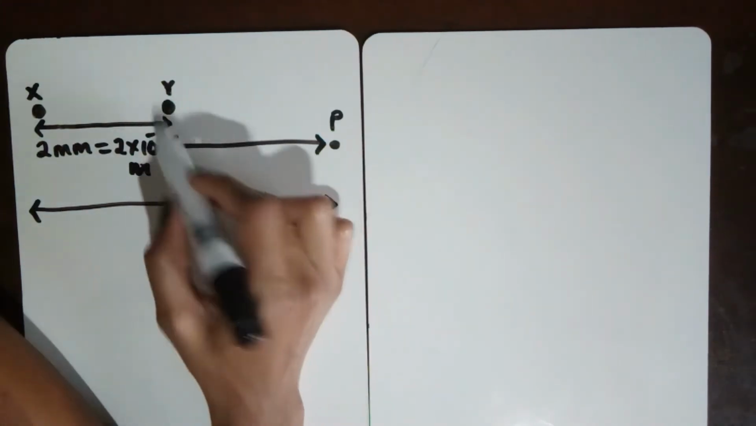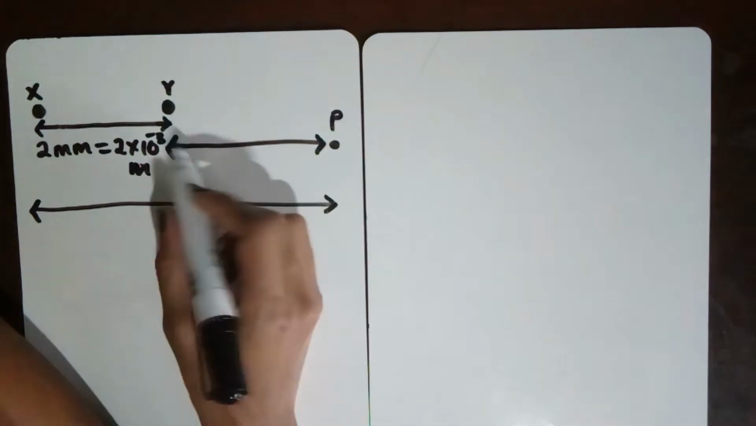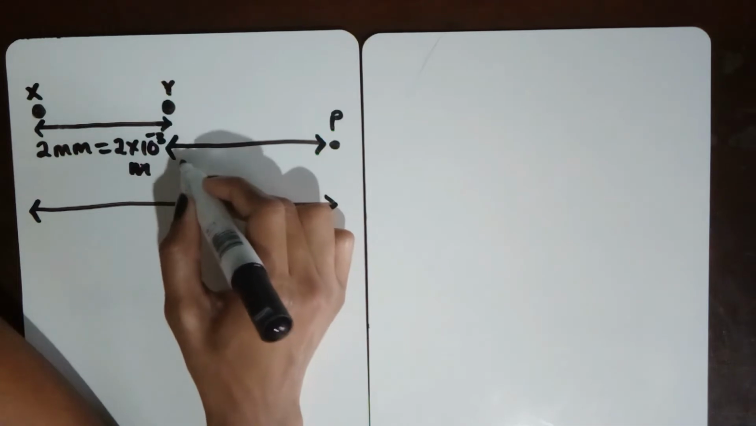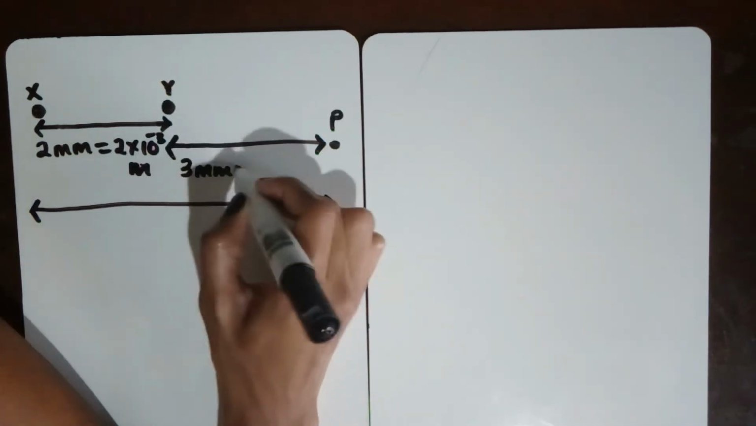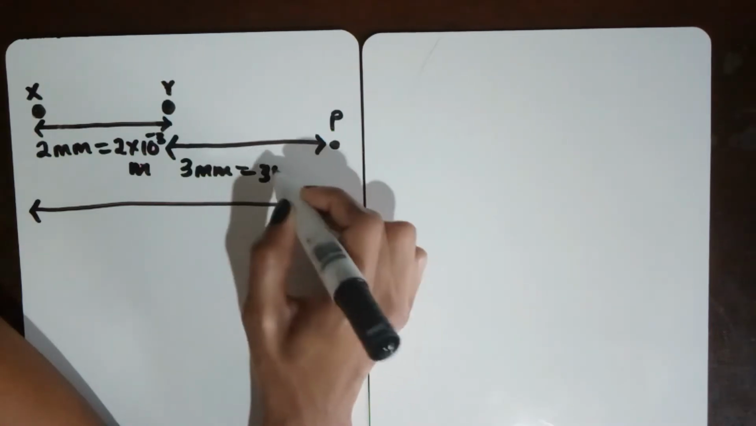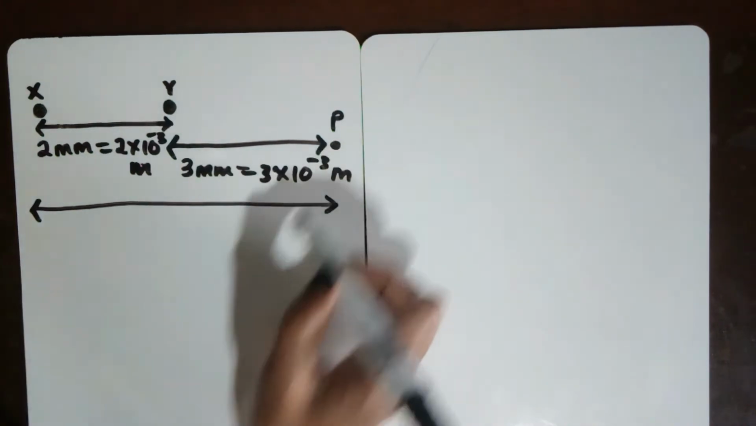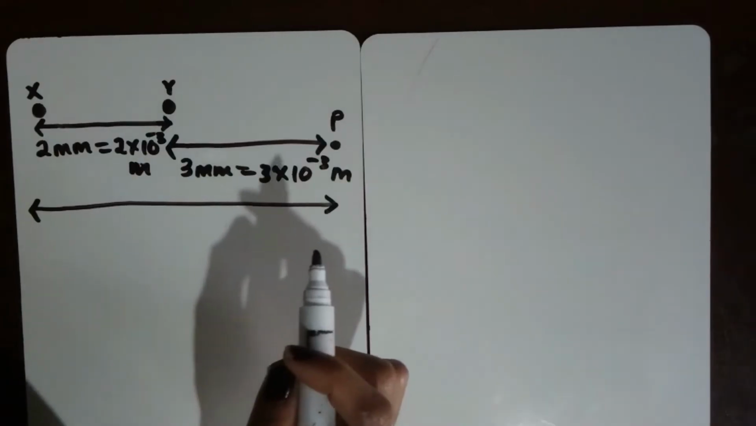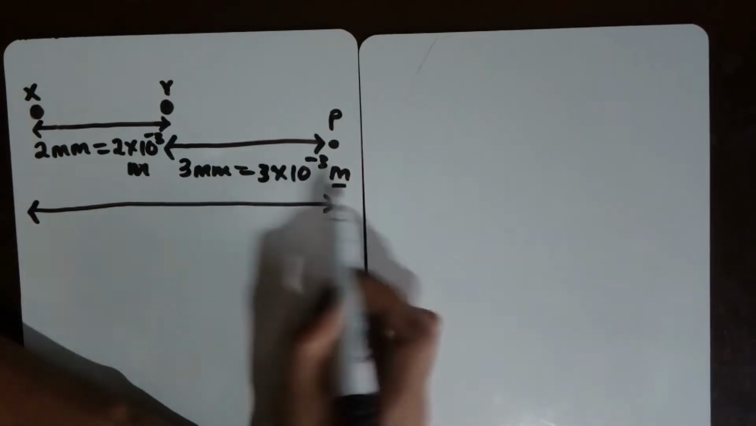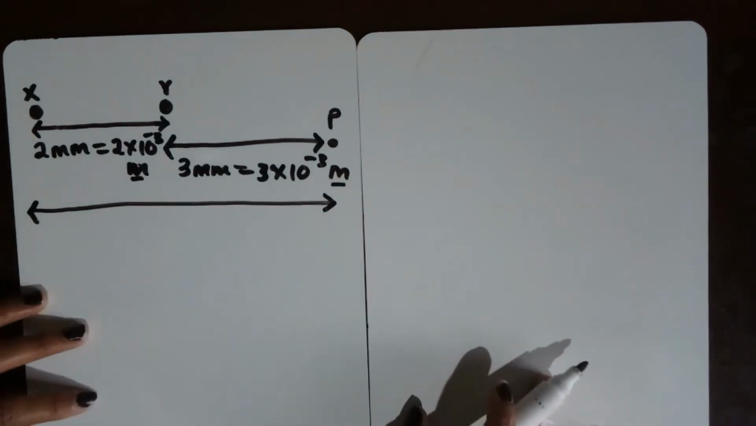Cool. And now we also have a point here, point P. And the distance between this point and the charge Y, they said it is 3 millimeters. Again, we know milli means 10 to the power of -3. So we'll have 3 multiplied by 10 to the power of -3 meters. Because when we're doing calculations, we have to substitute in our formula the distance in meters, not in millimeters, right?